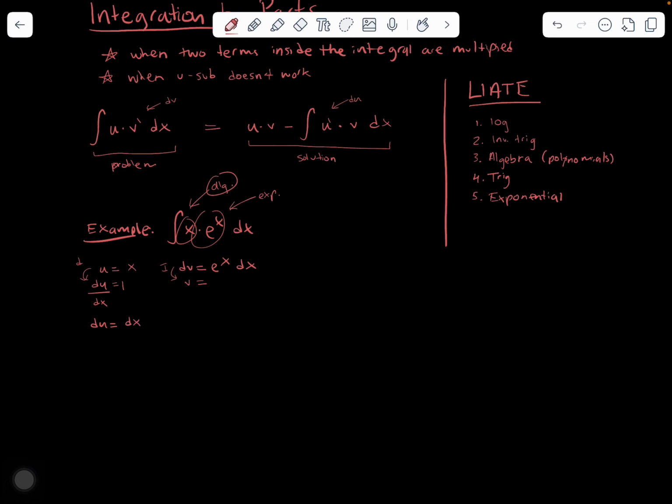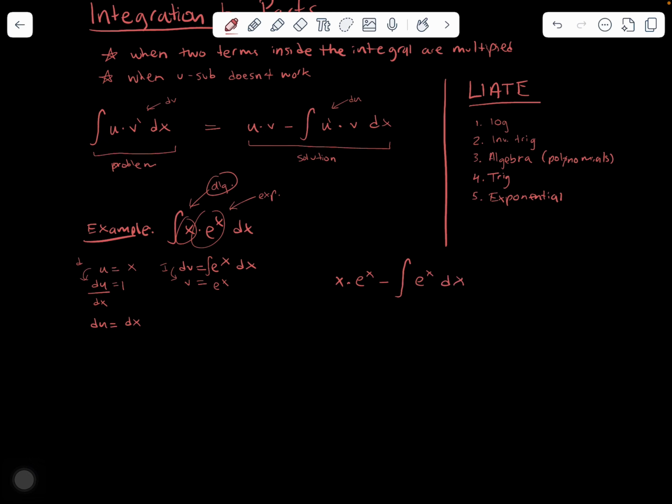Then here we're going to integrate e to the power of x dx to get v, which is just going to be e to the power of x. So now we can go back to our formula and just plug all these values in. We're going to start by doing u times v, so we're going to do x times e to the power of x. Then we subtract the integral of u prime times v dx. So we know u prime, which is du, is dx, and v is e to the power of x. So we'll just multiply those two together and get that.